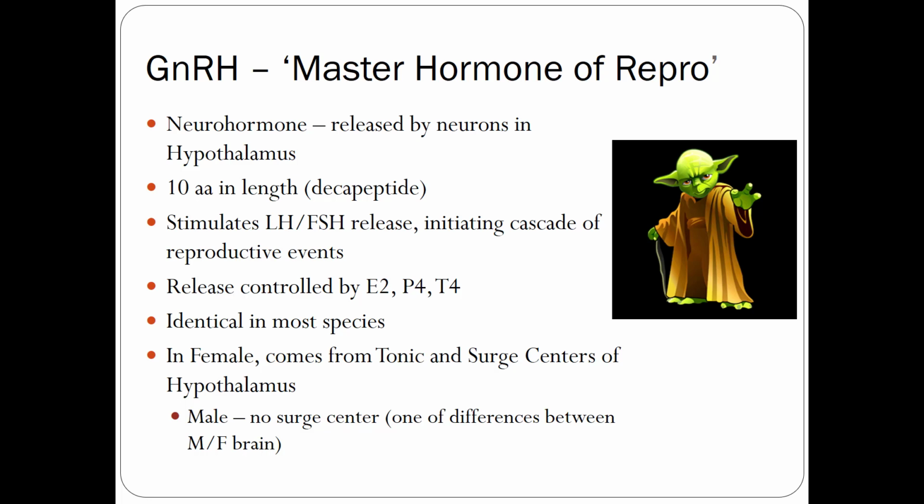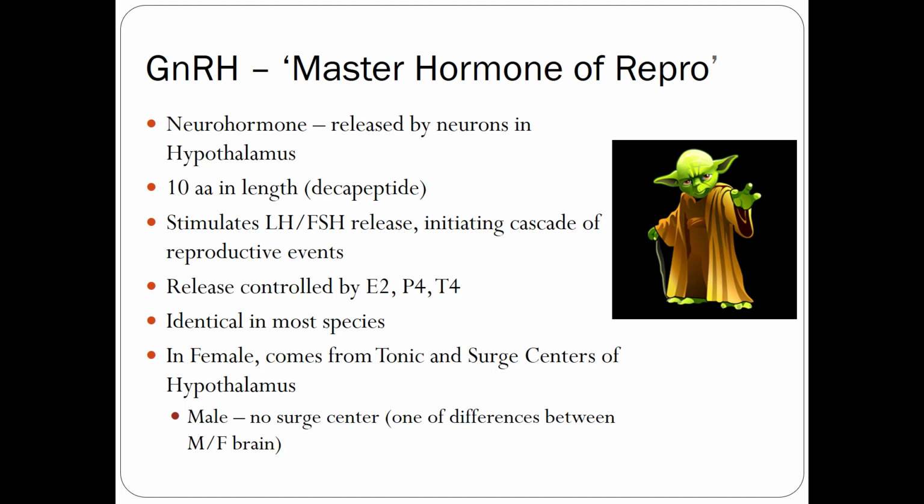And more specifically, GnRH actually stimulates the release of LH and FSH. So it doesn't only stimulate the creation or the synthesis of LH and FSH, but also the release of it. And that really sets off a whole cascade of reproductive events. So GnRH is controlled by feedback from estradiol, progesterone, and testosterone. And GnRH, for the most part, is similar in structure or identical in most species, specifically mammals.